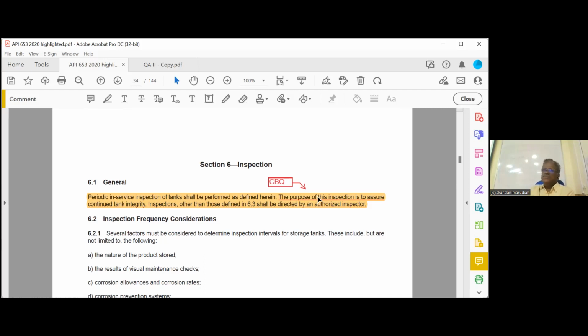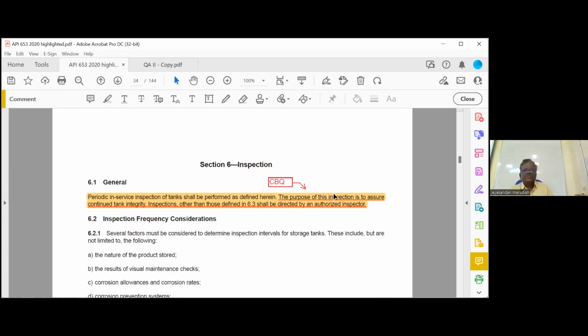For UT thickness measurement, it will be done by either the examiner or the inspector. Inspector also can do it. What is the rule? If the corrosion rate is not known, 5 years. If the corrosion rate is known, RCA by 2N or 15 years, whichever is less. Okay. First, let us complete the shell. There will be calculation based on this. They will give some data. We will do some calculation later.